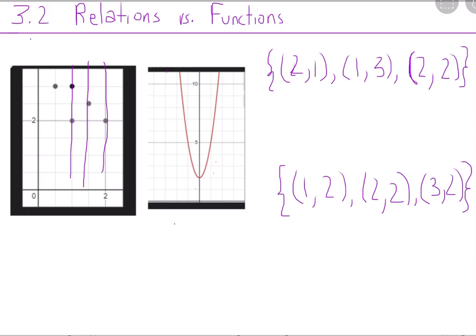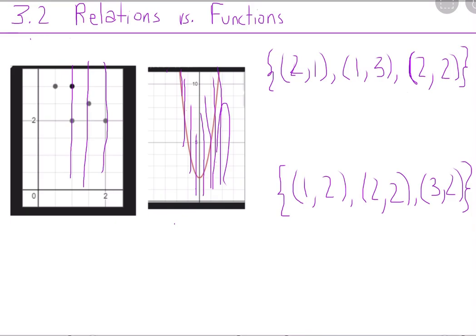If I look at this second graph over here, I can do the same thing. I can draw vertical lines, and I can see that each vertical line is only passing 1 point. No matter how close or far I draw them from each other, each is only passing 1 point. That means that this is a function.